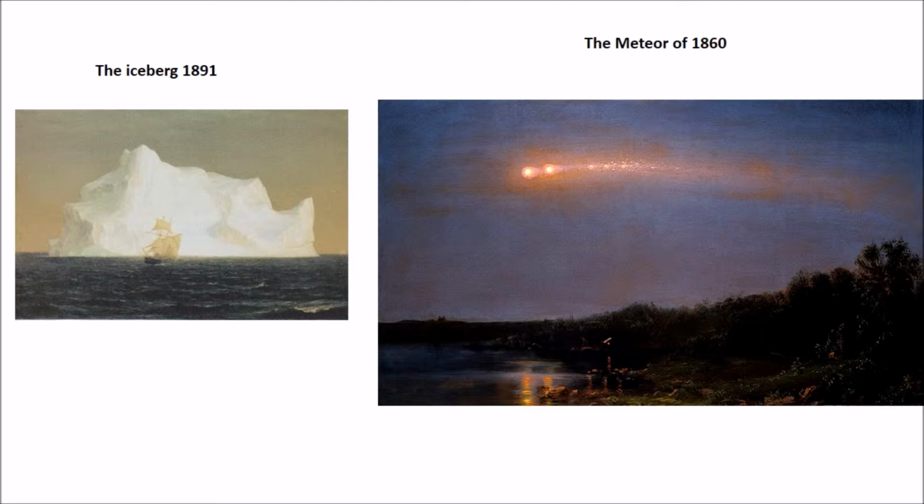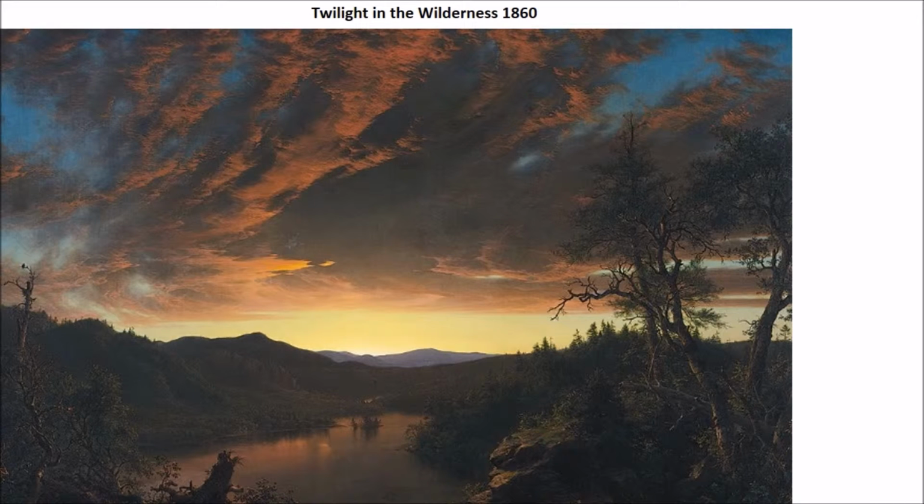We have one more little iceberg painting from 1891. And we put this in comparison to a painting we have from 1860 showing the very famous meteor of 1860 that was thought by many as a premonition of things to come, and a reminder that Frederic Church is an American painter. So a lot of the subject matter that we're going to see from him is going to be affected by what's occurring in America.